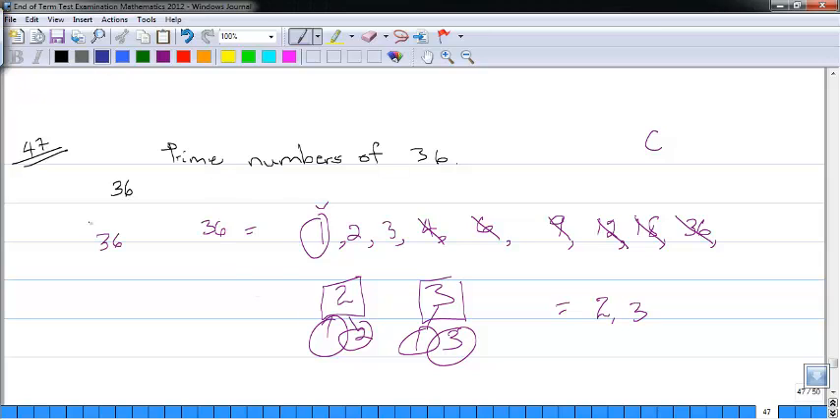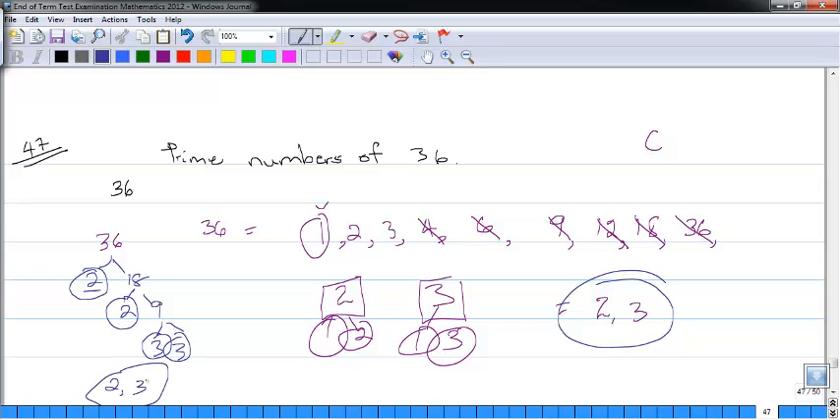If we were to use a factor tree concept, we could break 36 into two factors, being 2 and 18. 2 is already prime. 18 could be broken into 2 and 9. 2 is already prime. We could break 9 into 3 and 3, and these are prime. So 2, 2, 3, 3. We would only need to list 2 and 3. So we would still get our answer here. Our prime factors being 2 and 3, and our answer is C.